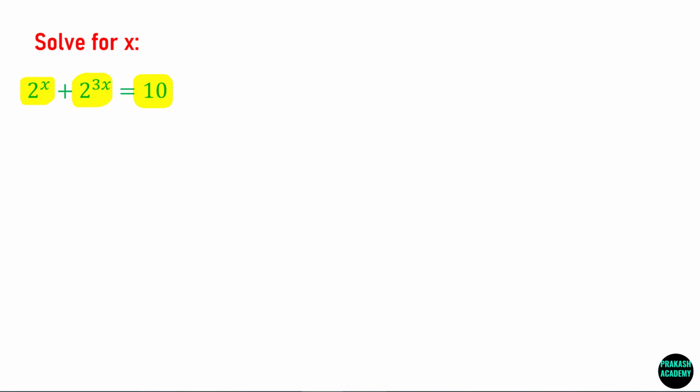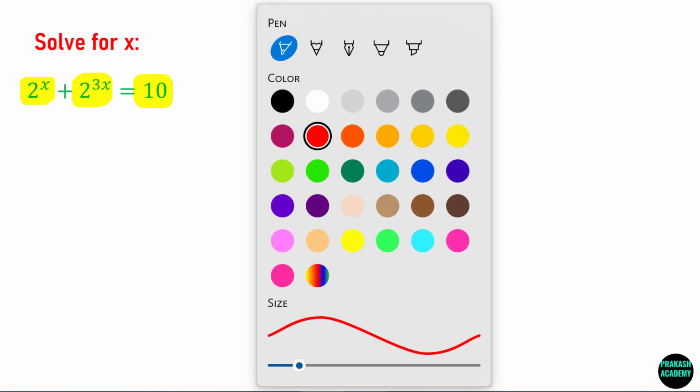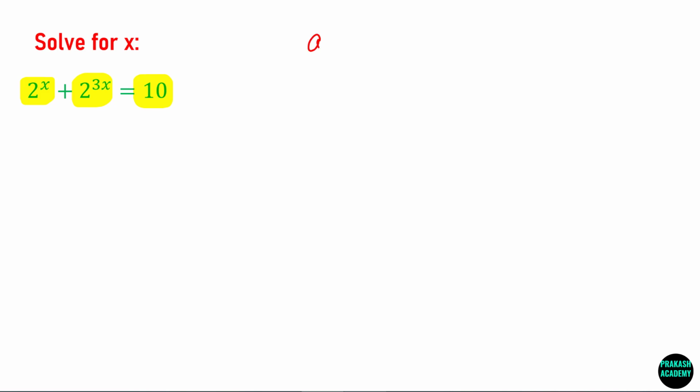You see, you have 2 raised to the power x and another term is 2 raised to the power 3x. So if I can convert 2 raised to the power 3x in the form of 2 raised to the power x, then I can use the method of substitution. For that purpose, I will use the rules of power. That is, if you have a raised to the power m times n, this can be written as a raised to the power m, raised to the power n.